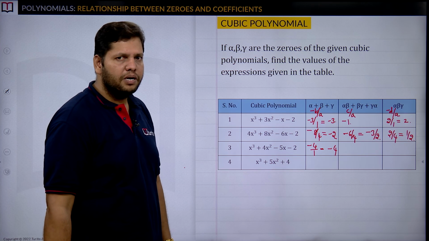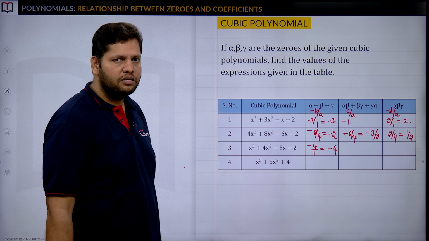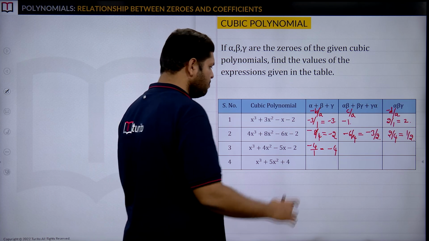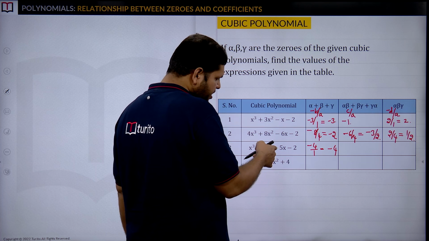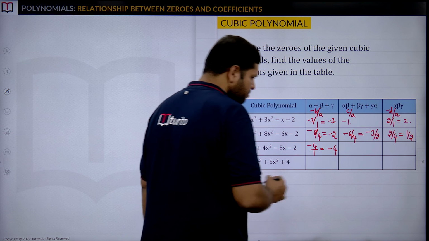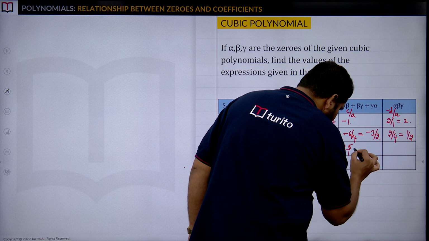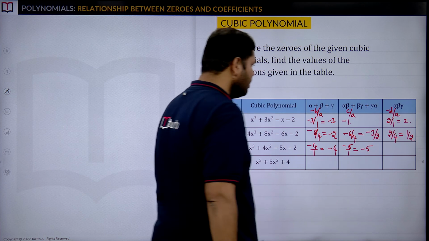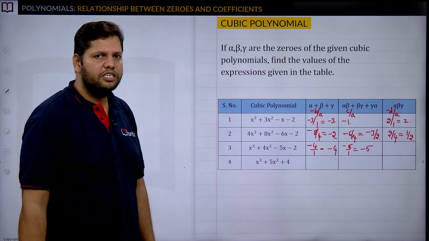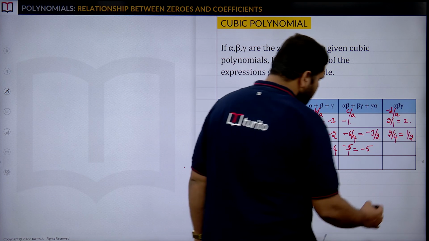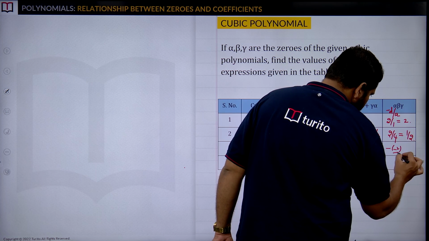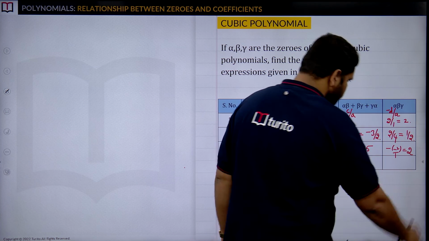And alpha beta, beta gamma, gamma alpha. That is what, children? Plus c by a. Plus c by a is nothing but here c value is minus 5 and this is 1. So, minus 5 by 1 is equal to minus 5. Next one, children, alpha beta gamma is minus d by a. We can write as minus of minus 2 divided by 1. Answer is plus 2.